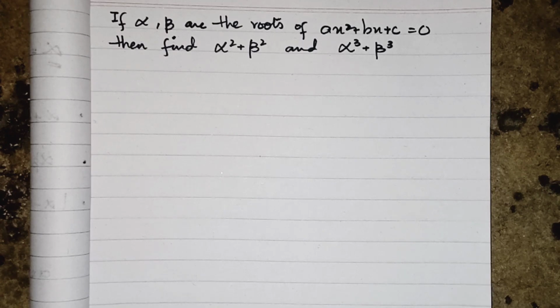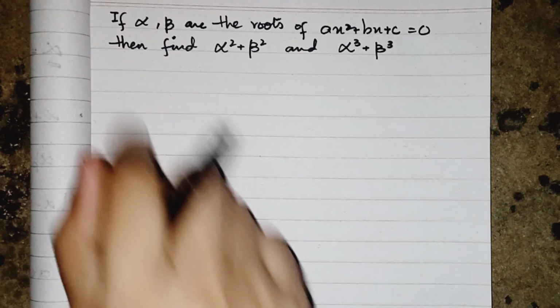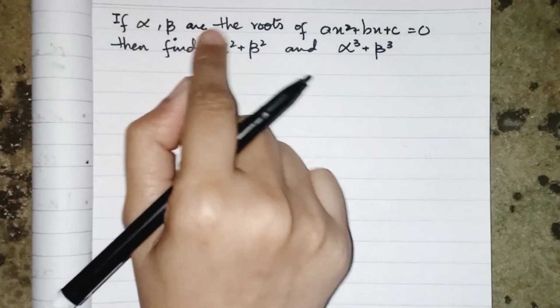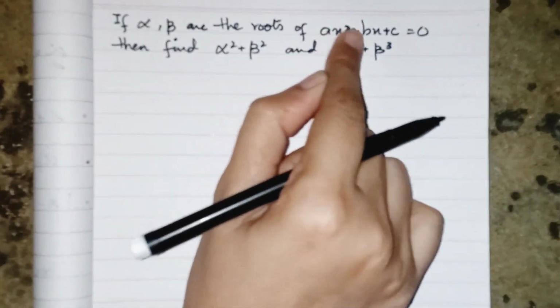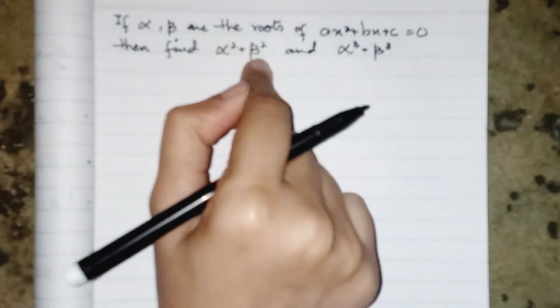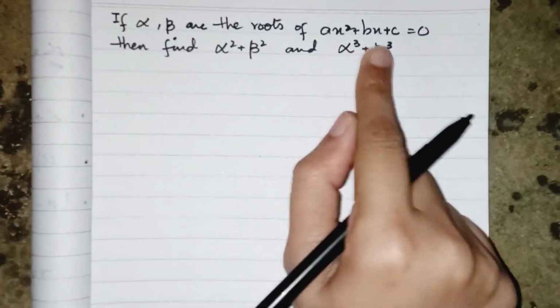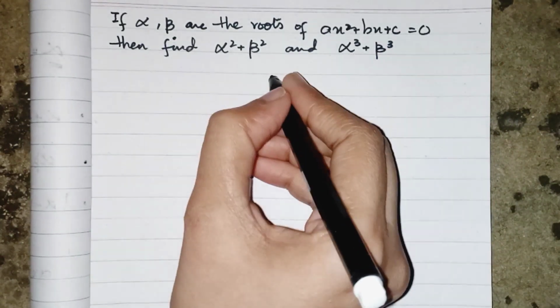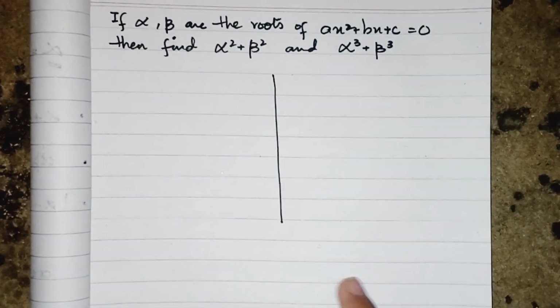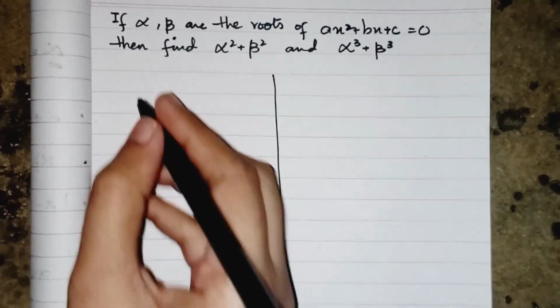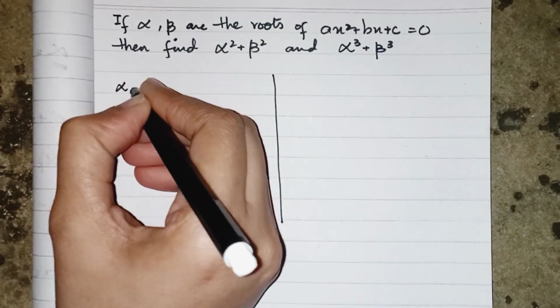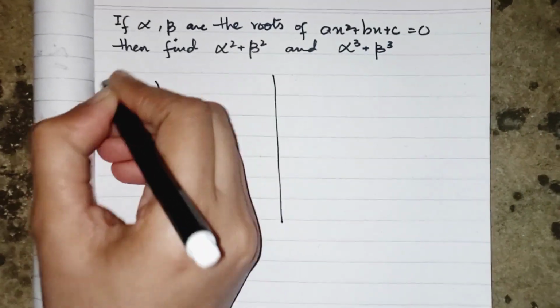To learn about the roots and coefficient more clearly, we have another example. If alpha and beta are the roots of ax square plus bx plus c, then we have to find alpha square plus beta square, alpha cube and beta cube. So what can we do? We can simply apply the formula. We know about alpha plus beta.